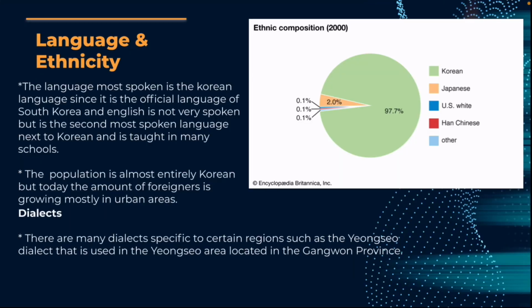Moving on to language and ethnicity, we can look at the graph and see that the population is not very ethnically diverse because 97.7% of the population is Korean, and it's the same for language since Korean is the official language of South Korea and 48 million people who live in South Korea speak Korean.